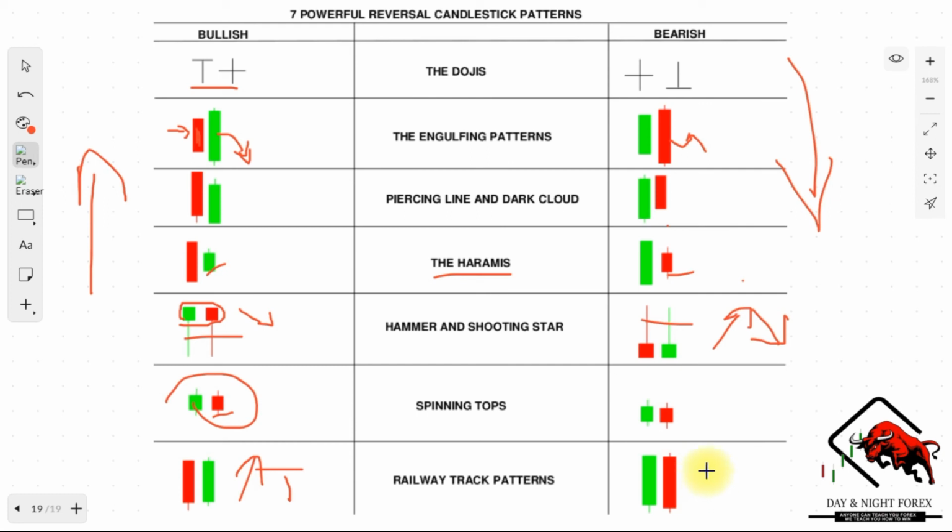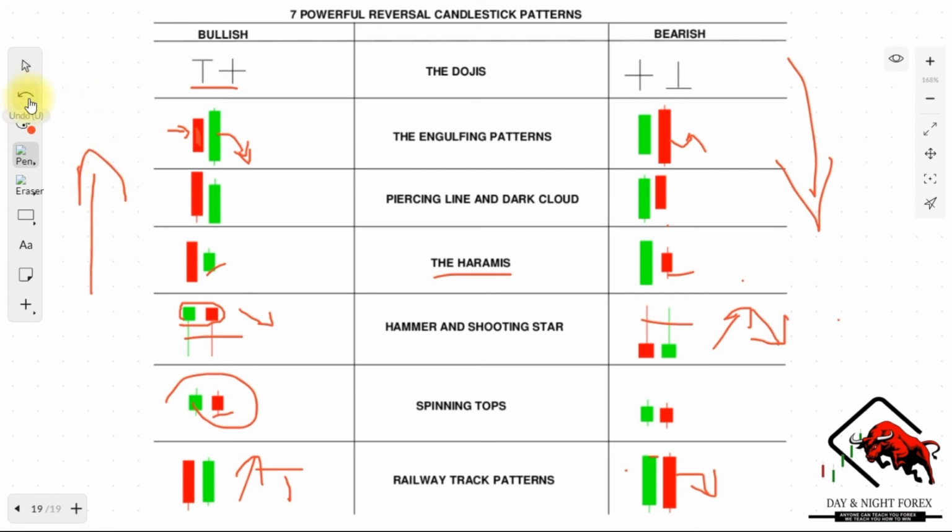Same here in the bearish market. This candle will give us the direction of the market. As you can see, it opened at the close of this bullish candle and then closed around the opening, or at least below the opening of this candlestick. So these are our 7 very important and powerful reversal candlestick patterns that you need to get hold of.